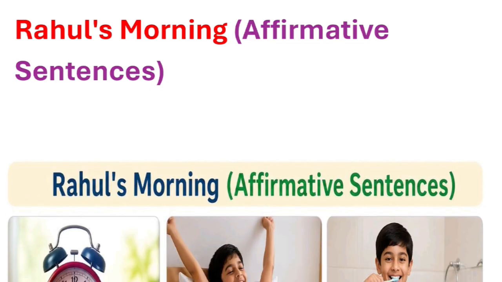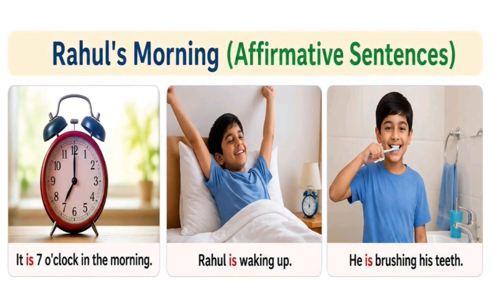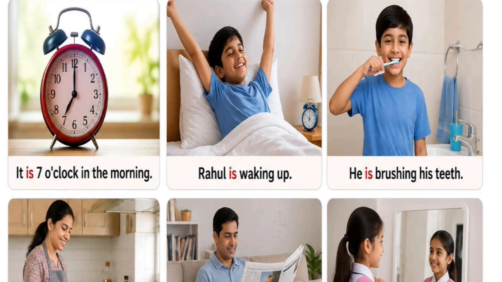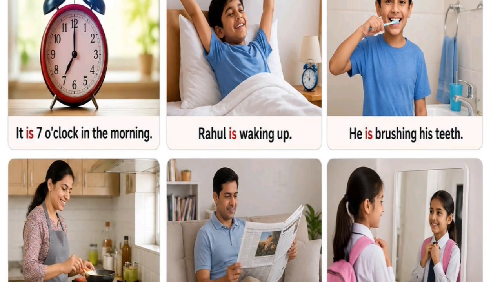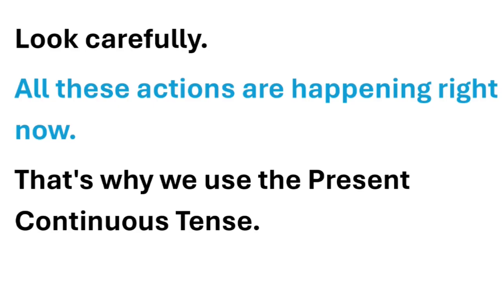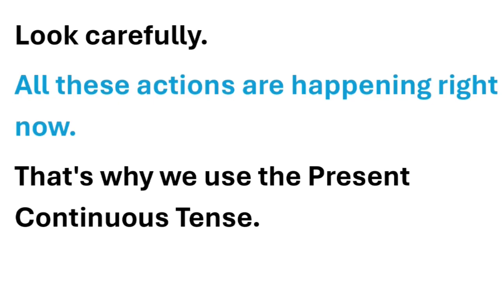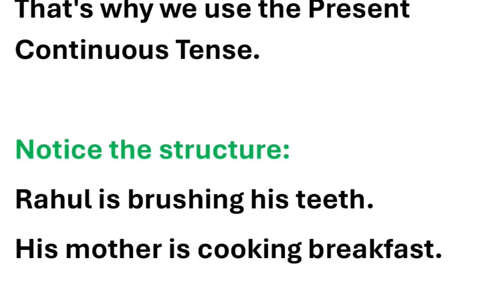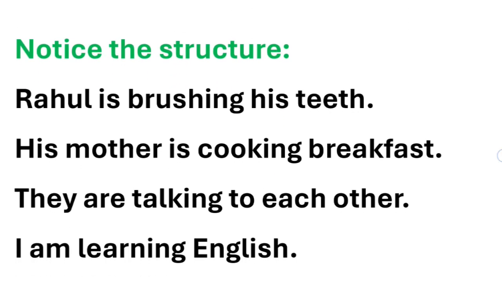To learn that, let's follow Rahul's morning schedule. So this is Rahul's morning schedule. It is 7 o'clock in the morning. Rahul is waking up. He is brushing his teeth. His mother is preparing breakfast. His father is reading the newspaper. Rahul's sister is getting ready for school. Look carefully now. All these actions are happening right now, at this very moment. That's why we use the present continuous tense. And these were in the affirmative sentences.